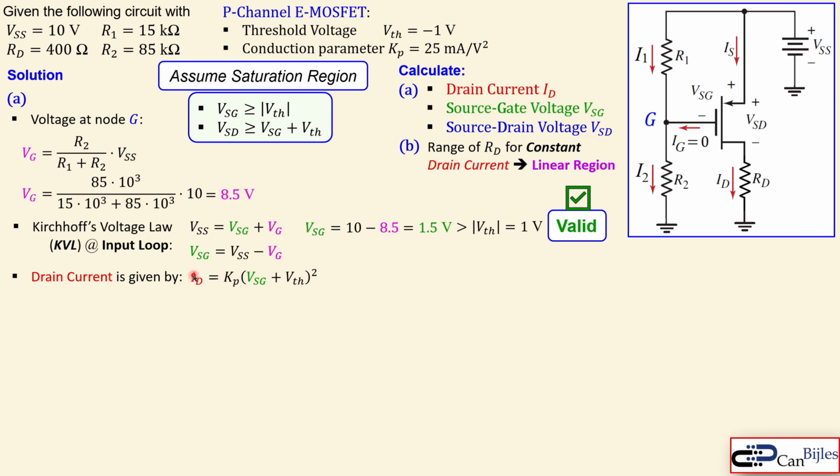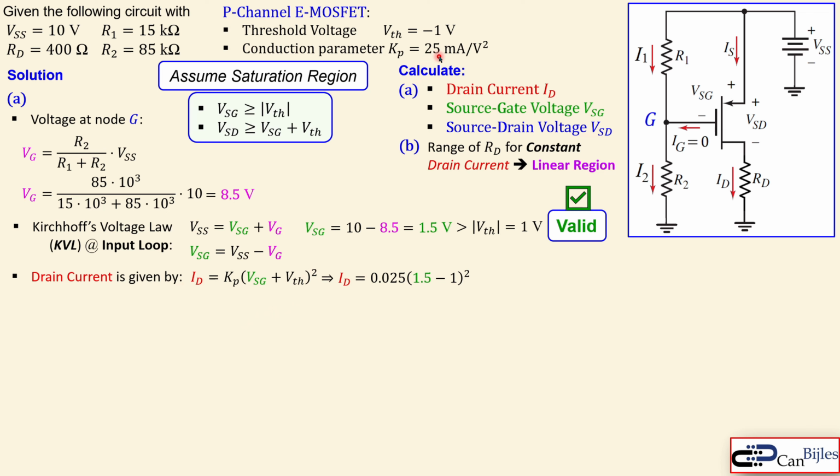We see the ID is equal to Kp instead of Kn times the VSG plus V threshold quantity squared. So it was in the N-channel VGS minus threshold voltage quantity squared, and then here Kn instead of Kp. So the rest are actually the same. So if we look at the equation, we can say what is the value here.